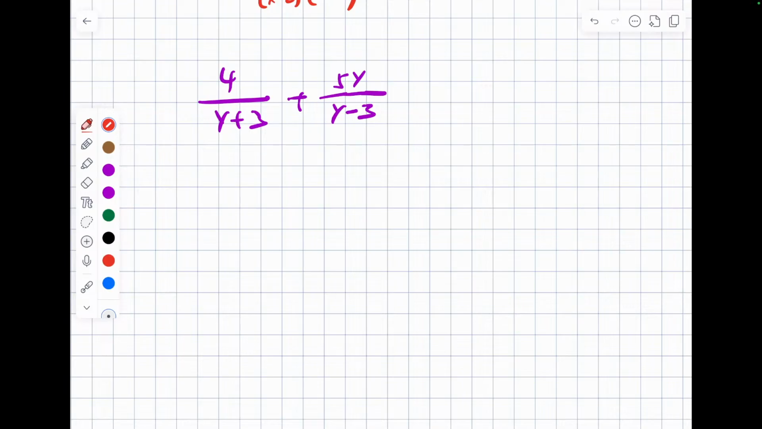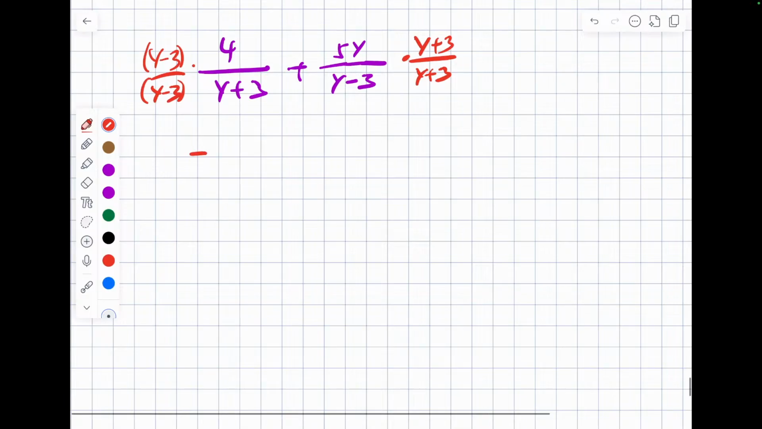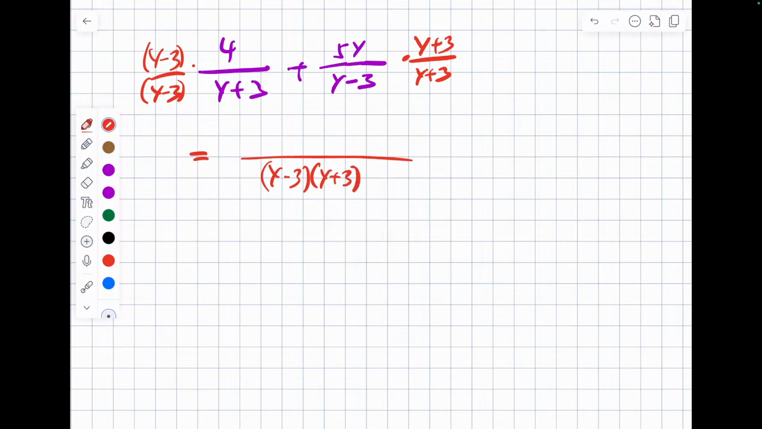All right, so hopefully you can check each other. So it's y plus 3 here, and this is y minus 3 over y minus 3. That is equal to y minus 3 and y plus 3. Now they have the same denominator. I can distribute this, but some people will think about simplifying it, and they cannot simplify.